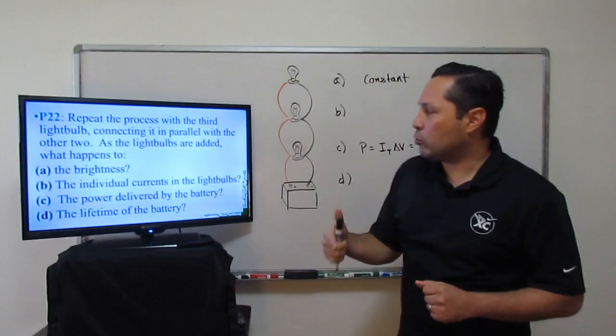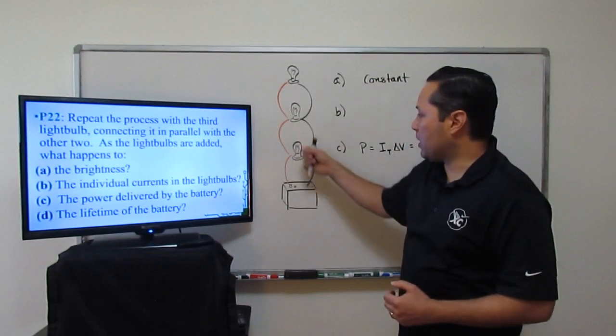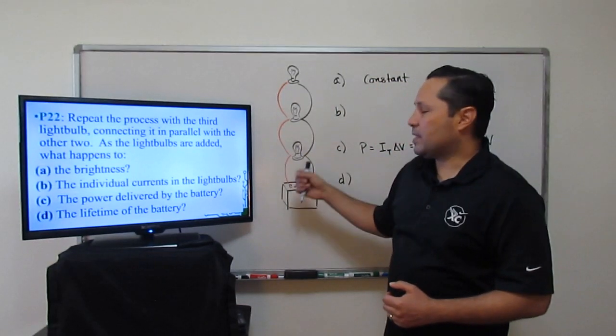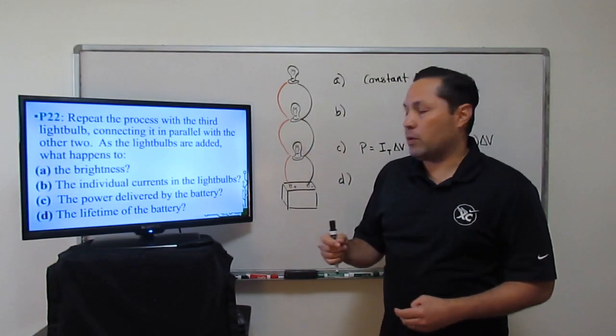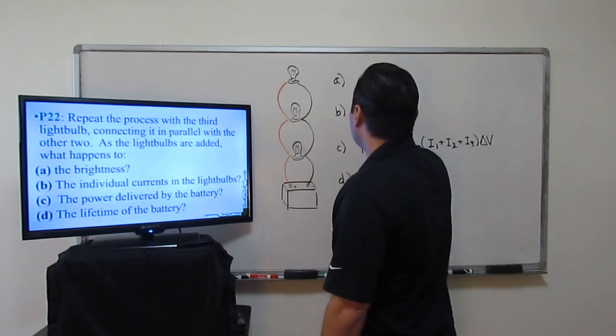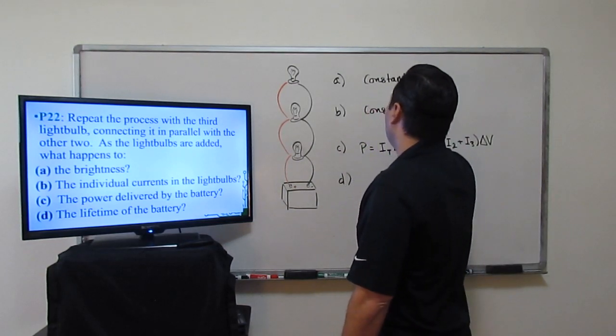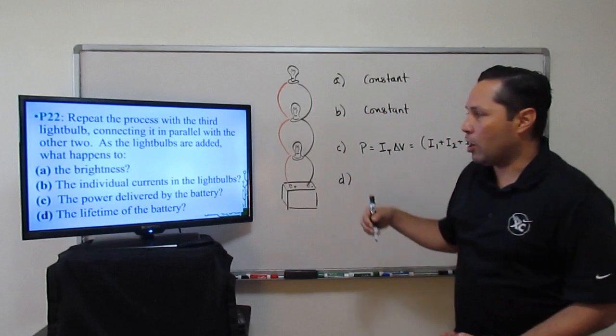Also, each individual bulb connected in parallel is connected directly to the battery, so the individual currents will also remain constant. As you're adding more and more bulbs, they're going to remain constant.